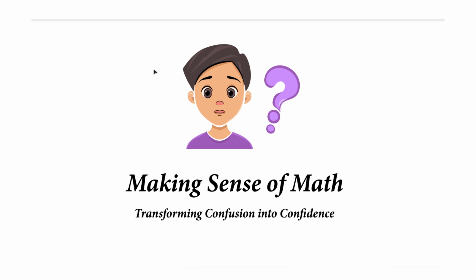Today, our question comes from Gillette, Wyoming, and our question is to determine algebraically if a function is even, odd, or neither. And the function that we've been given is h of x equals 3x to the power of 5 plus 5x. So is this function even, odd, or neither?